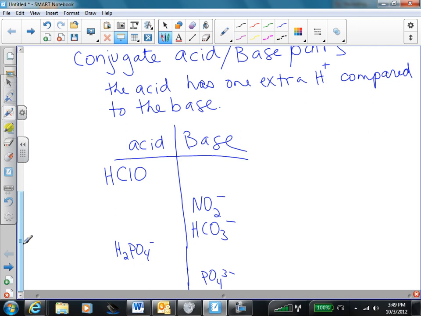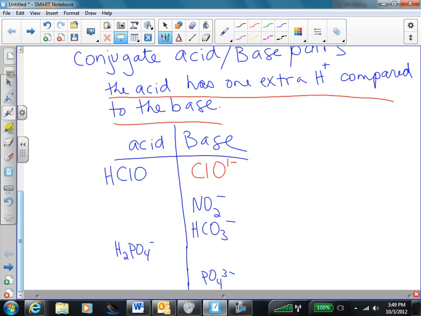So, HClO would be hypochlorous acid. Now, our definition says the acid has one extra H+ compared to the base. So to get the base, we're going to take away an H and take away 1 from the charge because we're taking off an H+. So we will be left with ClO. And we also have to take away 1 from the charge, so we have ClO1-.